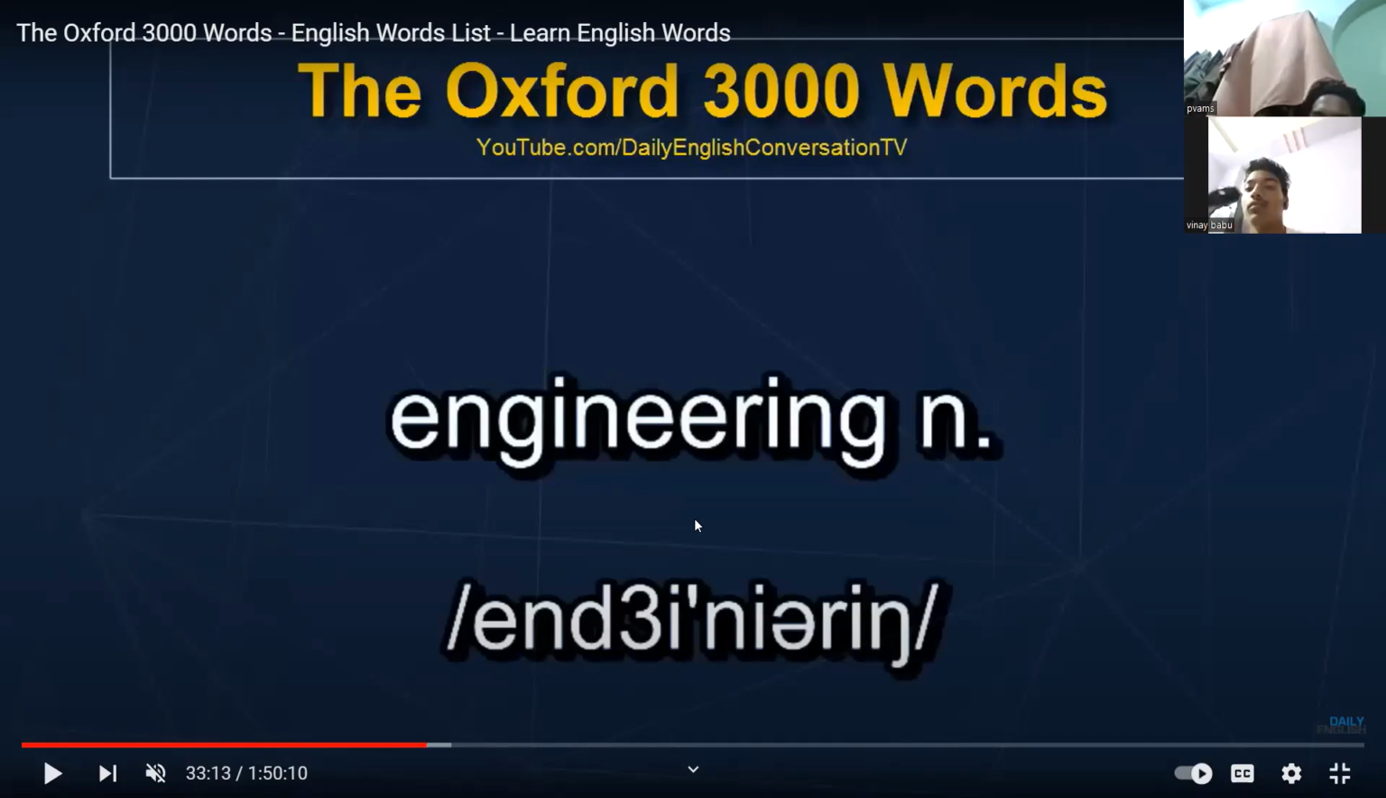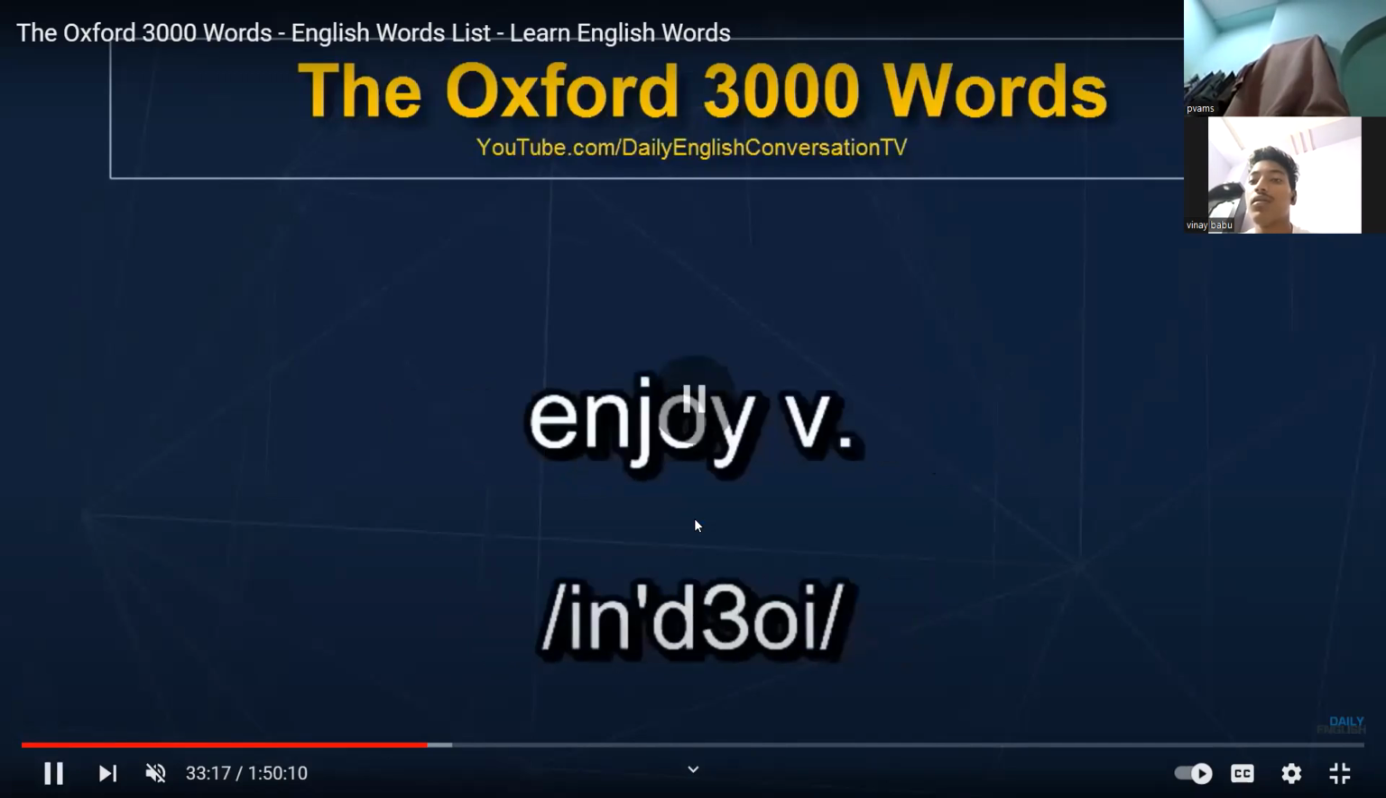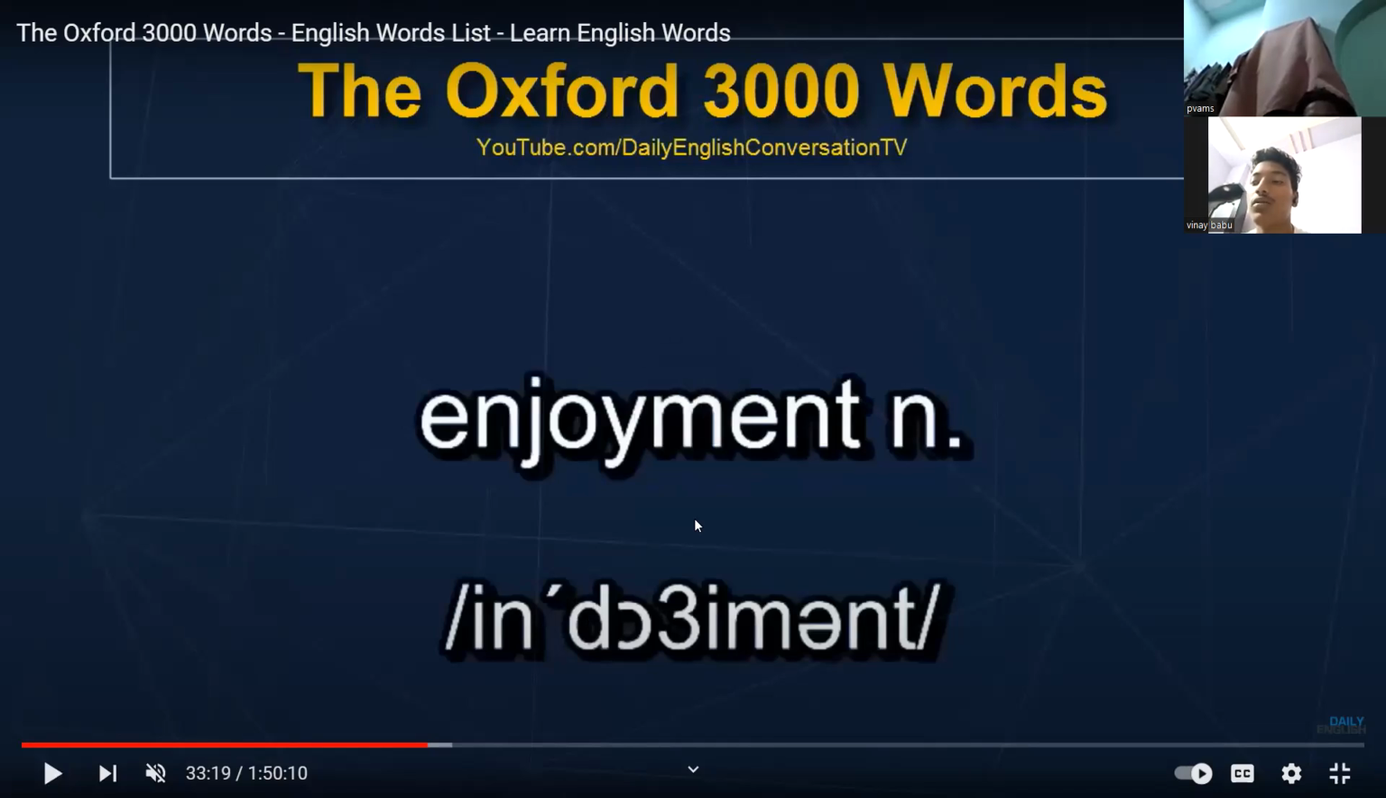Engineering. Noun. ING, gerund. Enjoyable. Adjective. Look at the enjoyable, ABLE, it's ending with the ABLE, adjective. Enjoyability is going to be noun, but enjoyable is adjective. So you can easily find the format pattern. Enjoy. Verb. Enjoyment. Noun. See, the enjoy becomes enjoyment, it becomes noun. Vinay, are you able to understand this? Enjoyment is noun. Enjoy is verb. Vamsi, are you able to understand this?